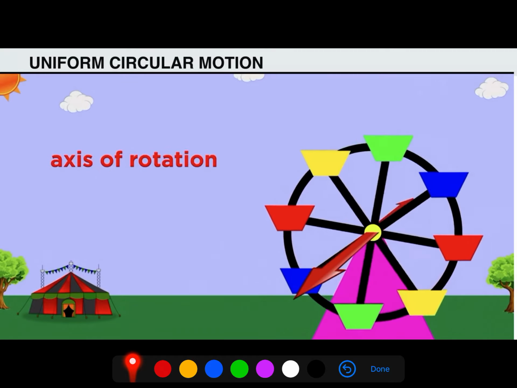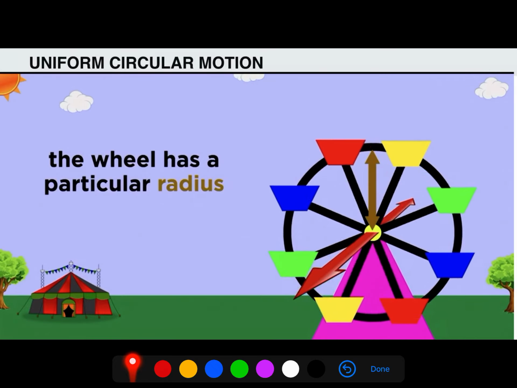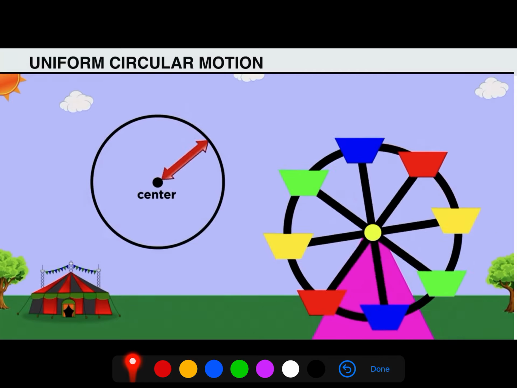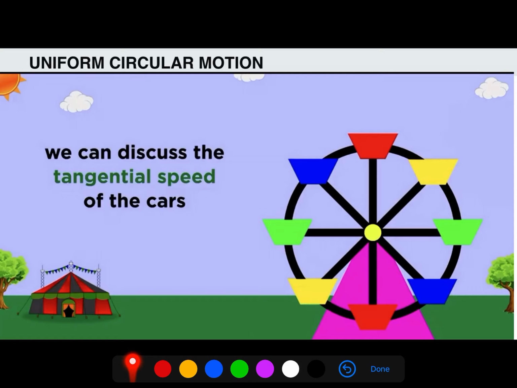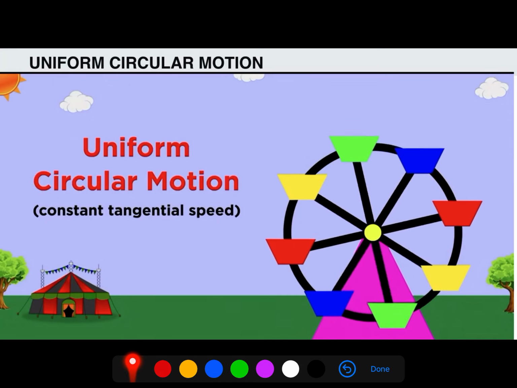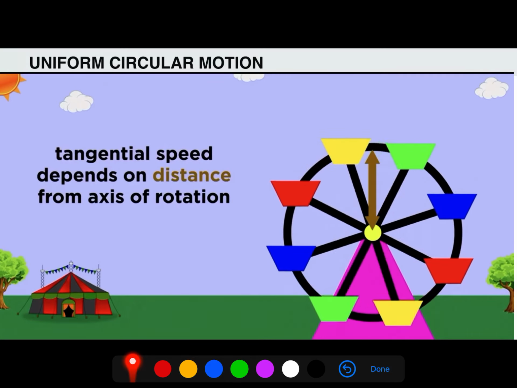Here the boxes are exhibiting circular motion and the axis of rotation is perpendicular to the radius. About the axis of rotation, the box moves with constant speed and the direction of velocity is tangential to the path of the boxes. So it is also known as tangential speed. Its magnitude is constant but direction changes.